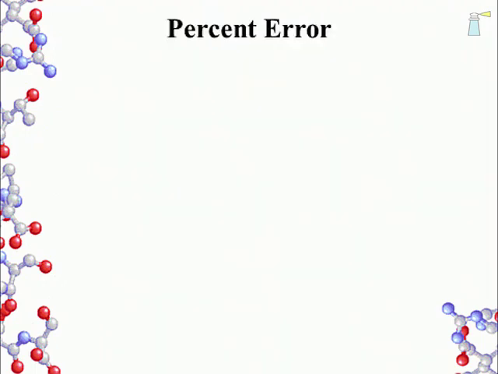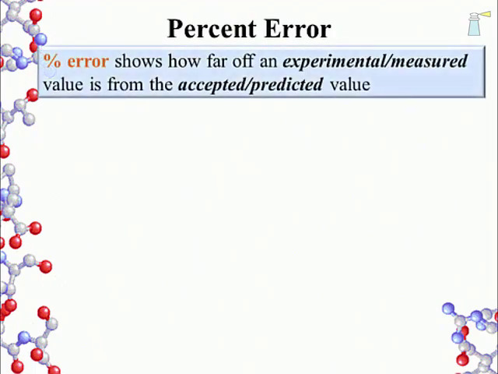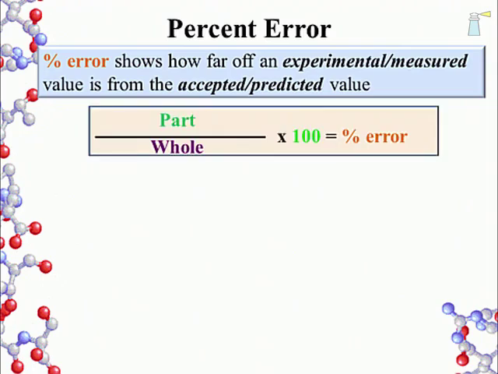The last topic is percent error. All measurements are at least a little bit inaccurate. Percent error shows how far off an experimental or measured value is from an accepted or predicted value. Percent error is a modification of the percent equation covered in Math for Chemistry Part 2. That was part divided by whole times 100 equals percent.